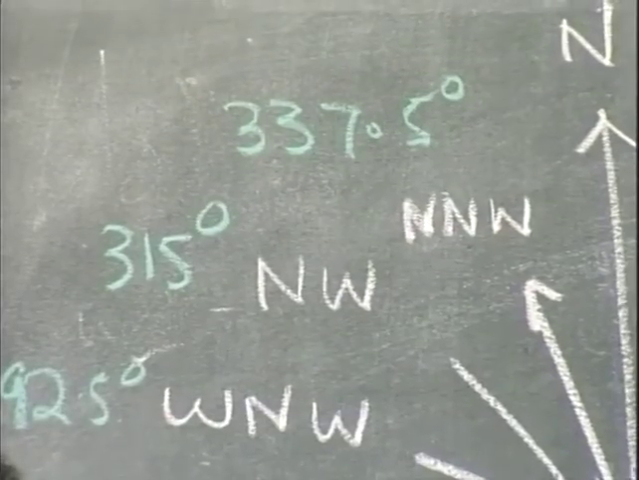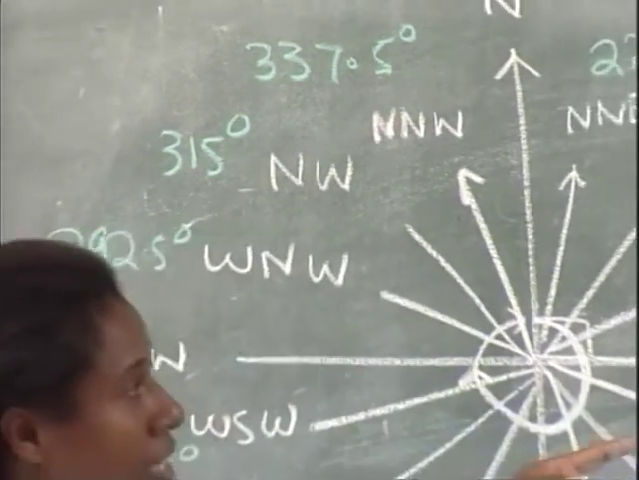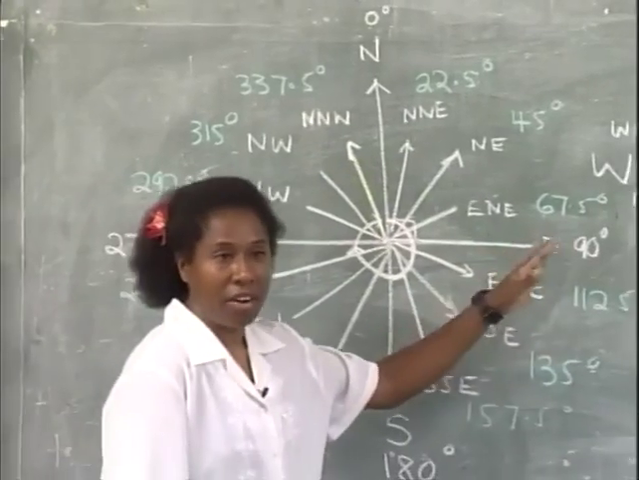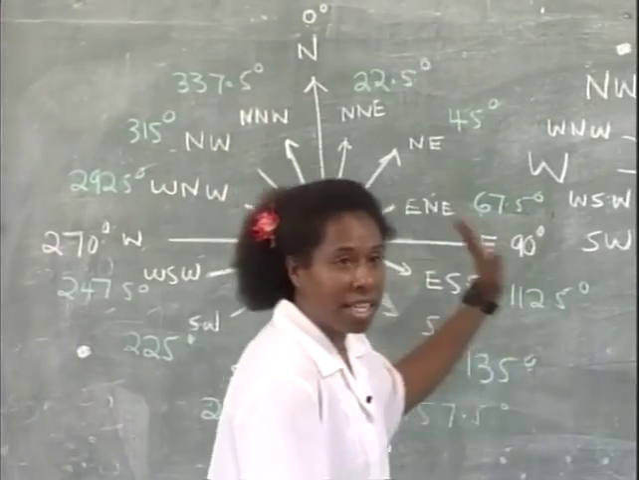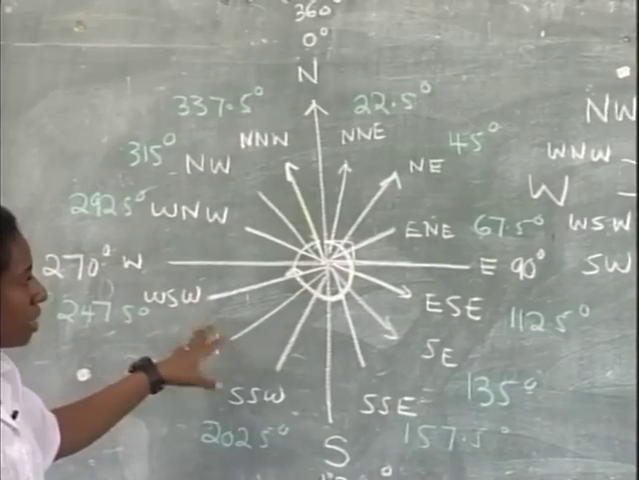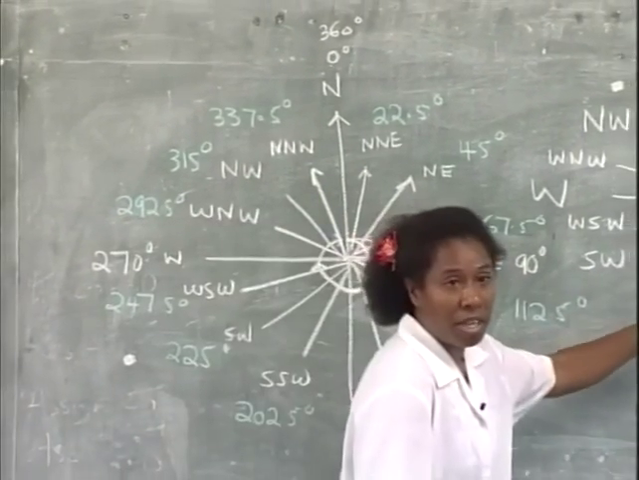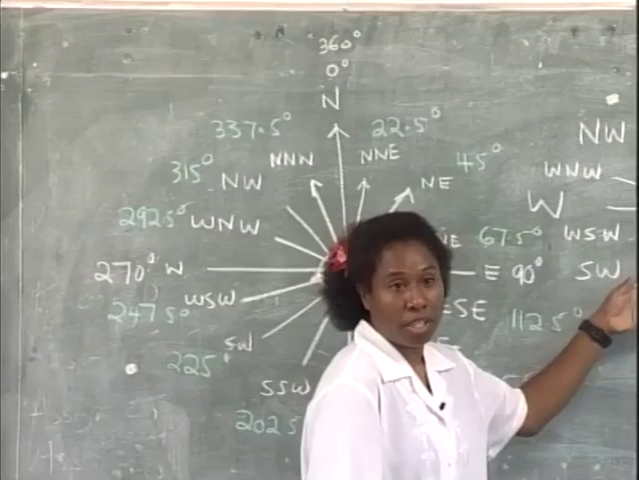Okay, so what we've just done is we've completed the 16 points of a compass, giving the directions, and as well as that we have given the bearings. And bearings will always be given in degrees, whereas our directions, we give them in the indicators or the points of a compass.